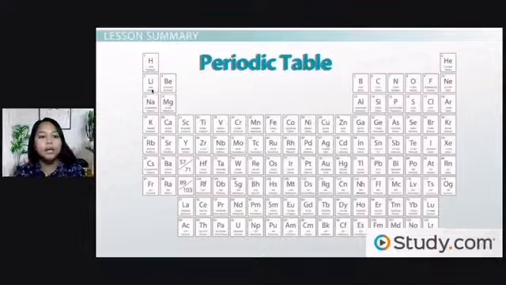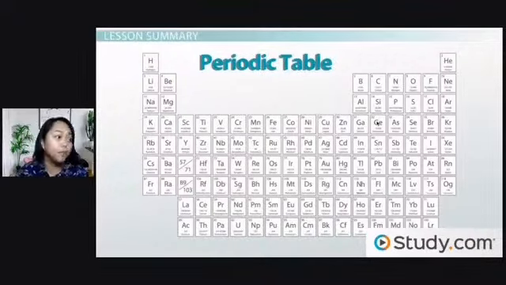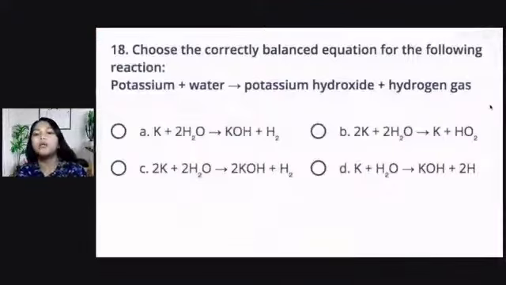Period 2 would be lithium until neon. Period 3 is sodium until argon. Okay? Period 4 is potassium until krypton. Okay? So again, your energy shell would depend on your period number. Valence electrons would depend on your group number. Okay, group number. All right, we move on.